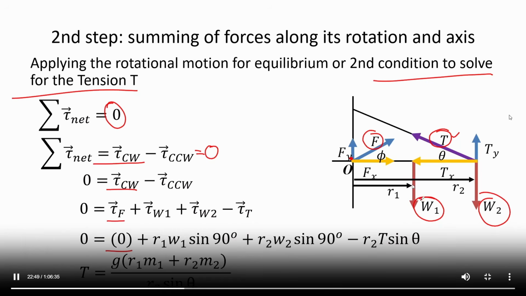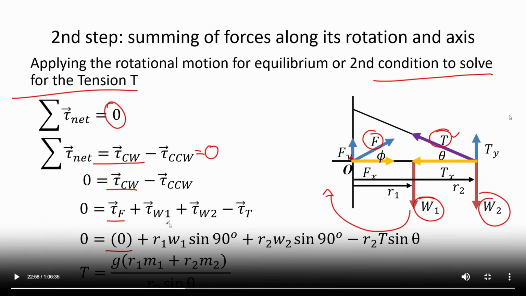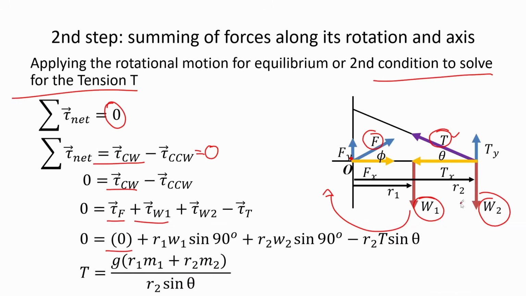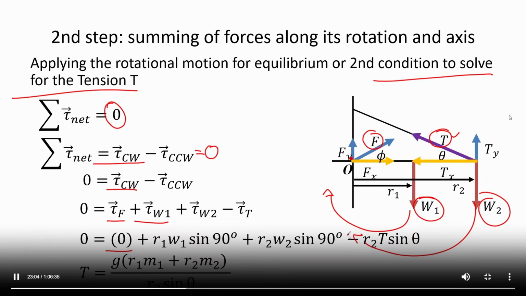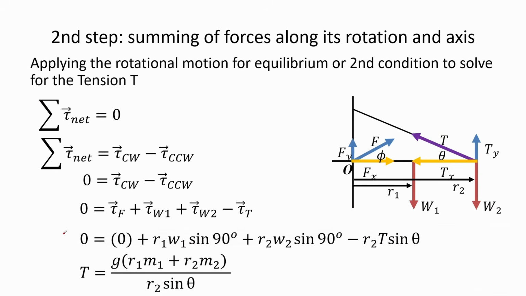The next is weight 1. If this one is allowed to move freely, this force will cause the body to rotate clockwise. This one also, if it's allowed to move freely, let's say without the connection of the tension, will cause the body to rotate clockwise also. The tension will cause the body to rotate counterclockwise. So only one causes counterclockwise, and we put a negative here. Let me clear this a bit. Okay, so we have established the forces and their effects in terms of rotation, clockwise or counterclockwise.